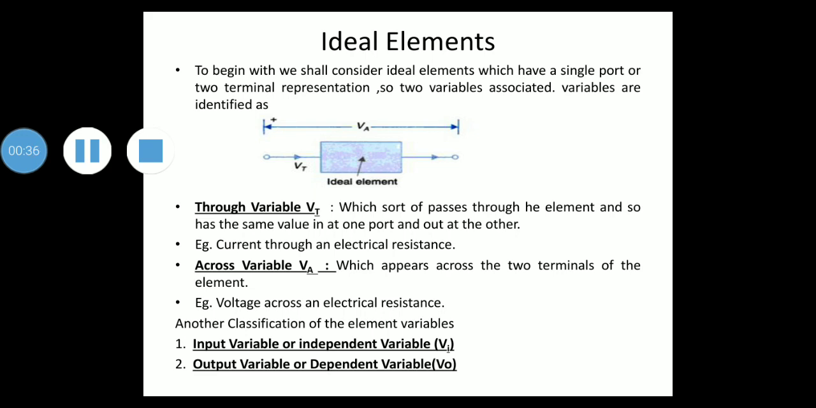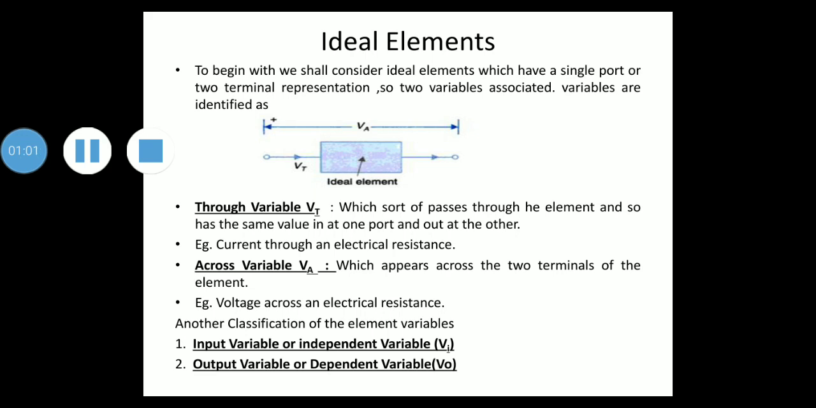You can refer to this figure. There are two variables associated with it, and now we'll identify those variables. Through variable Vt is the first variable. You can see Vt, which has been shown here. This is one variable, through variable Vt.